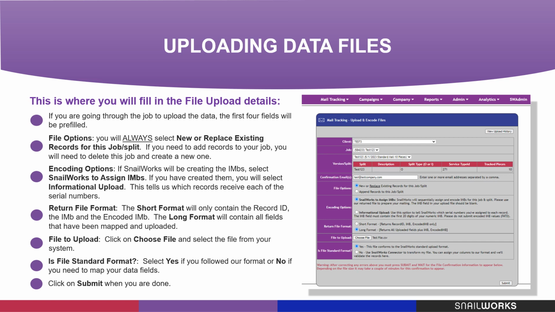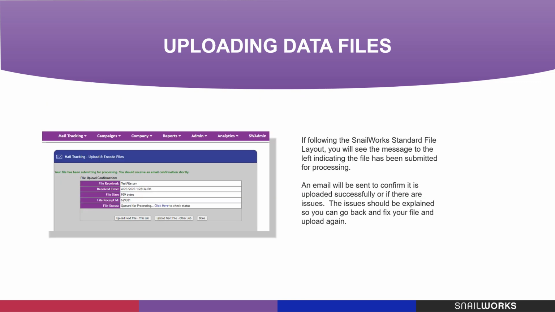Click on Choose File and select the file from your system. Is file standard format? Select Yes if you followed our format, or No if you need to map your data fields. Click on Submit when you are done. If following the SnailWorks standard file layout, you will see the message to the left indicating the file has been submitted for processing. An email will be sent to confirm it is uploaded successfully, or if there are any issues. The issues should be explained so you can go back and fix your file and upload again.